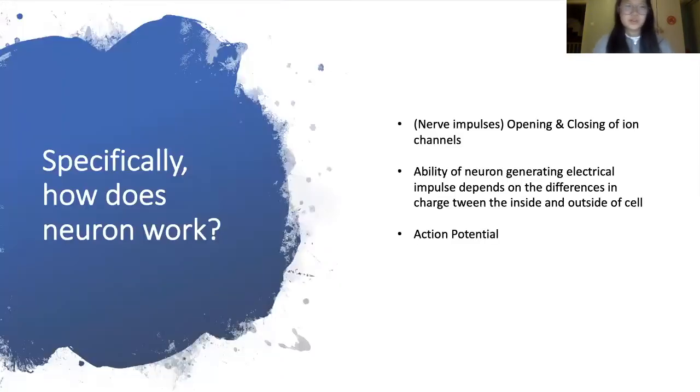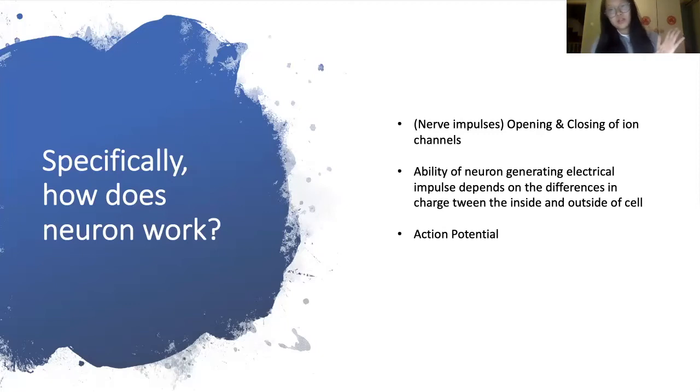So specifically, how does a neuron work? We talked about how they send electrical impulses from one to another, but nerve impulses depend on the opening and closing of ion channels. Ions are electrically charged atoms or small molecules that enter or leave the cell. The ability of a neuron to generate an electrical impulse depends on the difference in charge between the inside and outside of the cell. So basically, we're going to talk about the action potential.